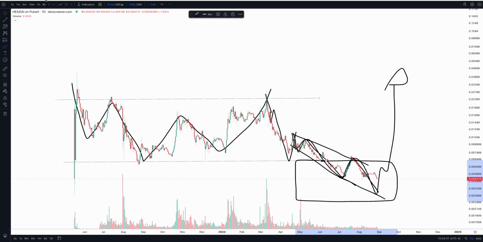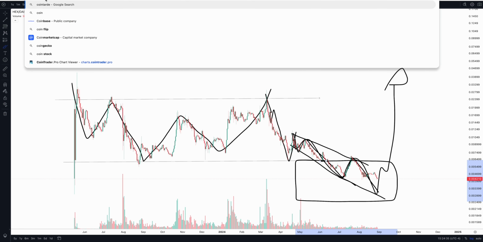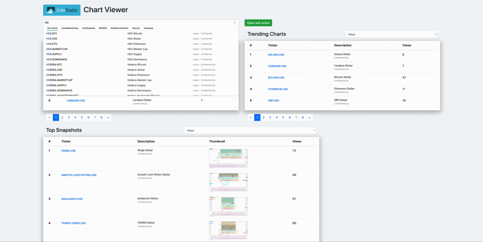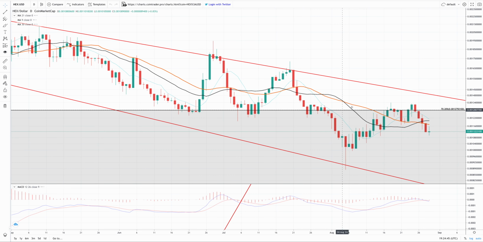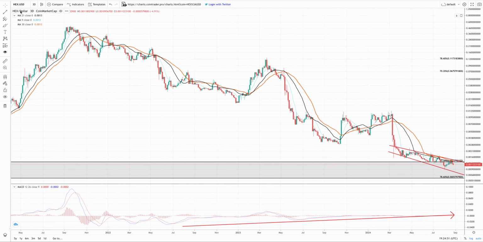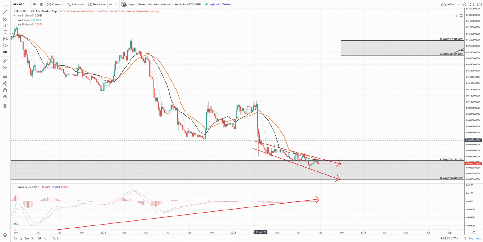Let's go ahead and take a look at HEX over here. Because I like to always cover HEX because HEX was the first coin before the PulseChain ecosystem. And like I said in my last video, we're still consolidating here within this ending diagonal.